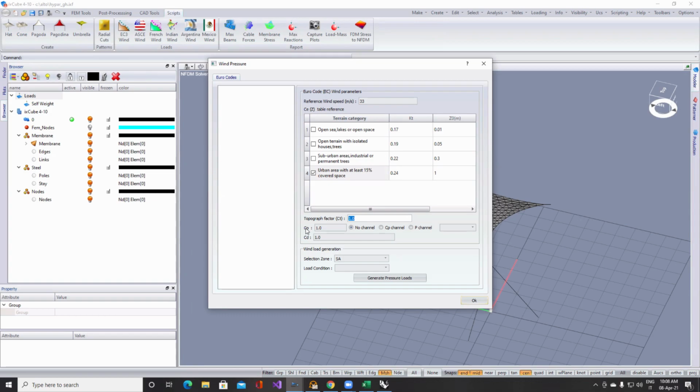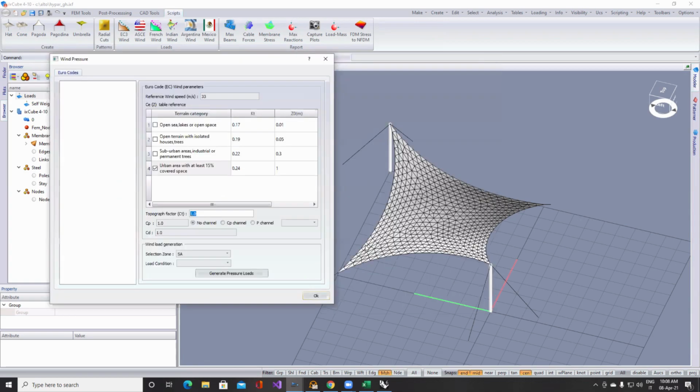And then we come to the most important factor, that's the CP value. The CP value depends on the geometry. And since we are going to generate a load that blows in this direction, we have a pressure on the first part and a suction on the second part. A positive value means pressure, and a negative value means suction. So our input is 0.8, and the selection zone is SA, and I want to generate wind X. So you say generate pressure loads.